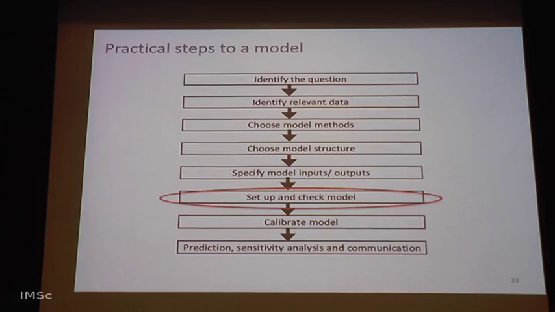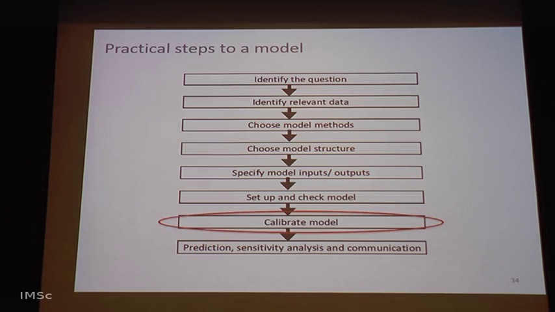Okay, so once we decided all that, we had our model structure, we specified our model inputs and outputs, and then we spent a lot of time at this stage, setting up and checking the models, making sure that if we pushed vaccine coverage to the maximum, we would have a big impact. If we set vaccine coverage to 0, that would be exactly the same as if we had no vaccine in the model. Various things that we had to do.